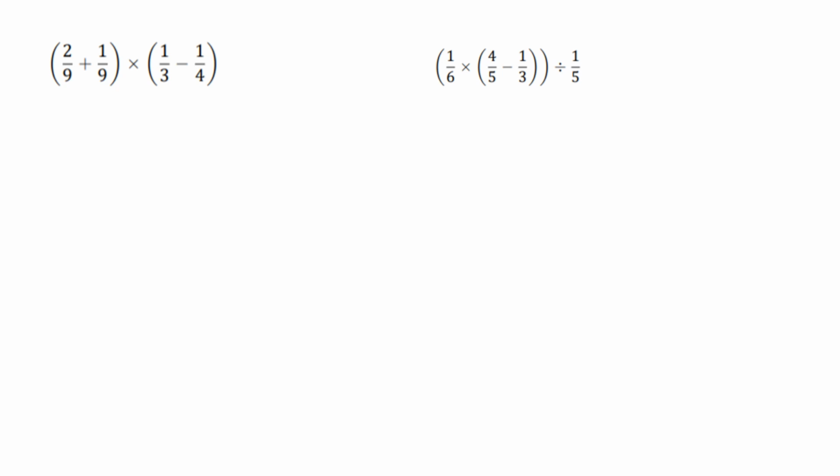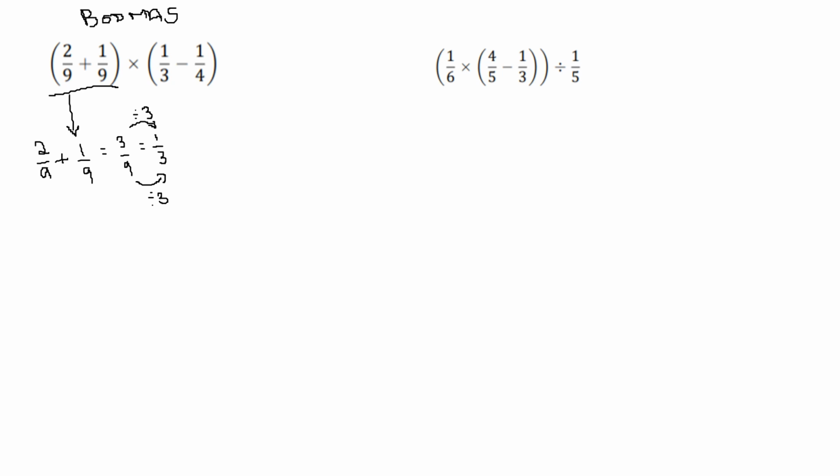So now we're going to have a look at a couple of calculations that involve more than one set of brackets. So for our first calculation, we're going to work out the calculation inside each set of brackets first, and then we're going to multiply the 2 results together. So let's start off with the first set of brackets. So I've got 2 over 9 plus 1 over 9. That's going to give me 3 over 9, and I can simplify that. I can divide both the numerator and the denominator by 3, and that's going to give me 1/3.